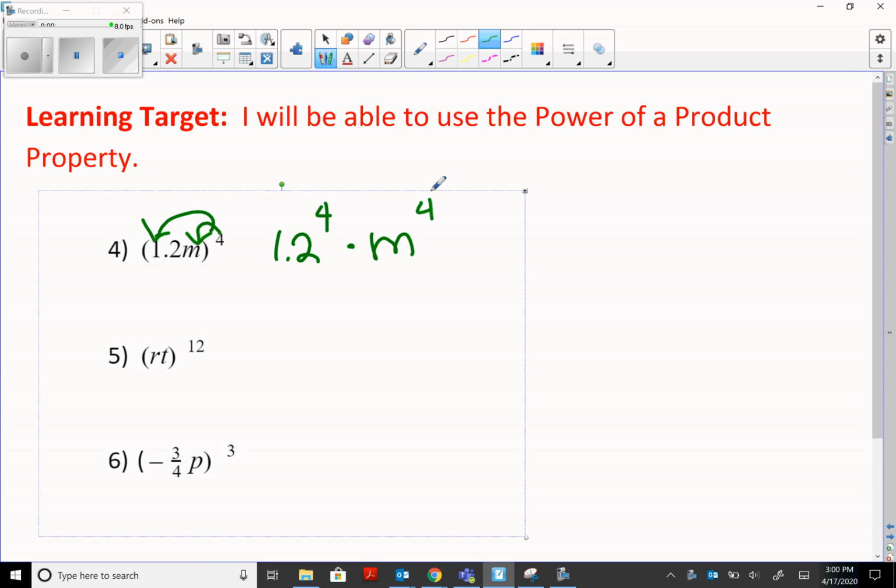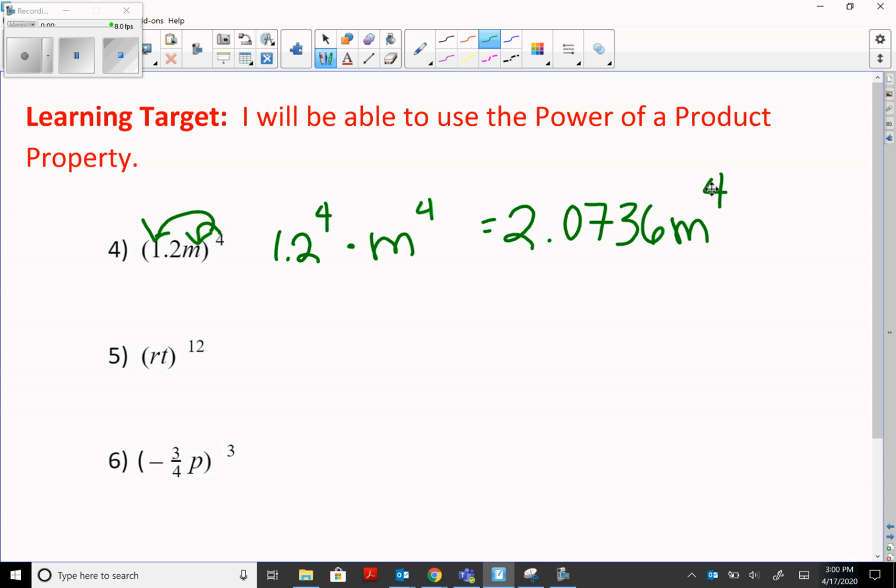So I can use my calculator, and if you don't have a calculator, you can take my word for it. That 1.2 to the 4th power is 2.0736. And of course, m to the 4th power is just m to the 4th power. So that's as simplified as it gets.